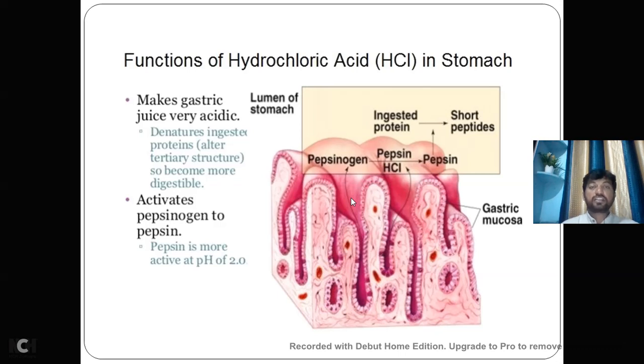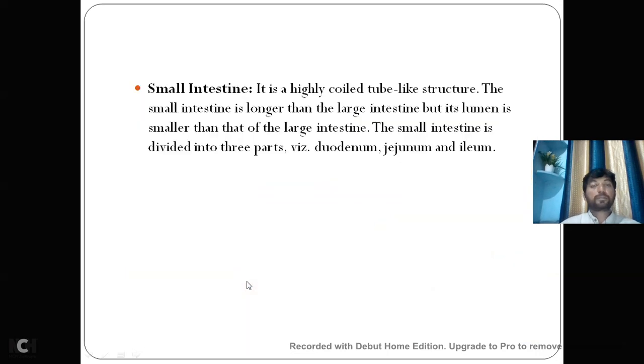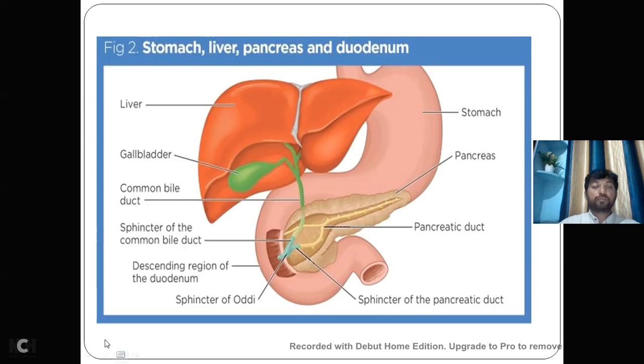Then the food enters into the next part of the digestive system, the small intestine. We will start with the duodenum. What happens in the duodenum? What are all the organs involved in the digestive system? What is the function of enzymes secreted by the liver and pancreas? All that we are going to study in our next class.